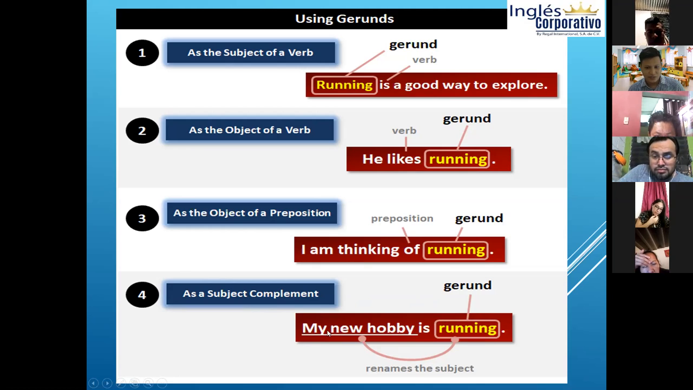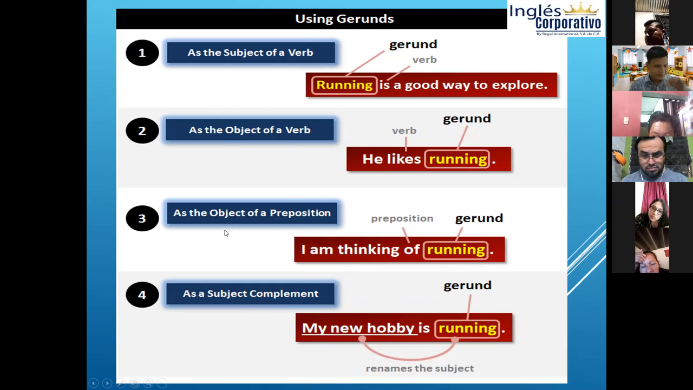Here is almost the same. My new hobby is running. Mi nuevo pasatiempo es... Pasatiempo, correr. Es correr. No es corriendo, sino es correr. Right? Okay, that's good.